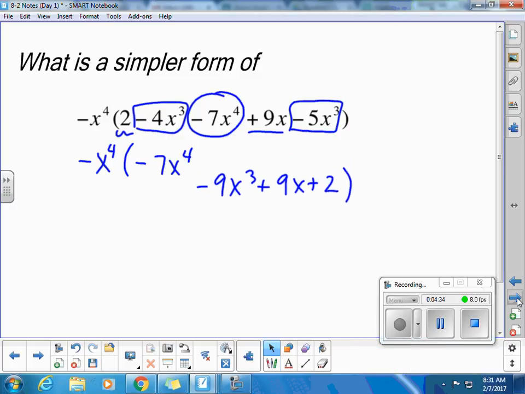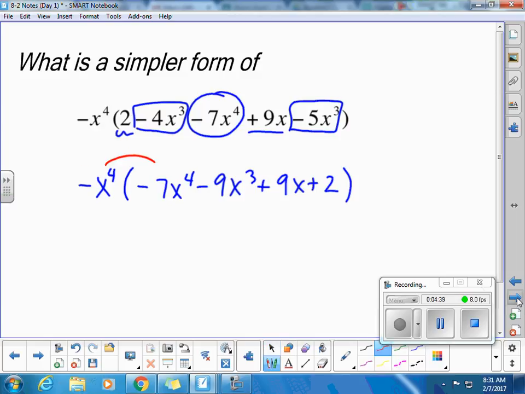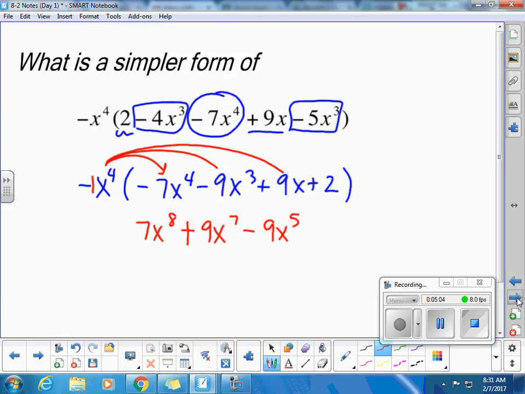I'm going to just move it down a little bit so we can have room to show my arrows. This times this, negative 1 times negative 7 is 7. X to the fourth is x to the eighth. Negative 1 times negative 9 is positive 9. X to the third times x to the fourth is x to the seventh. Negative 1 times 9, negative 9, x to the 4th times x, x to the 5th. And negative 1 times positive 2, which is negative 2, x to the 4th.